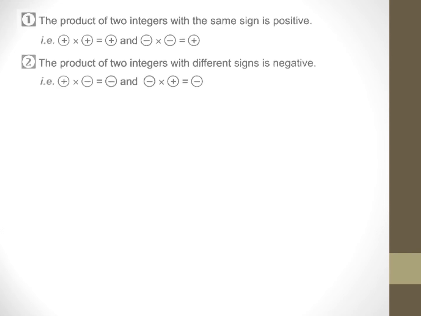Next, we have two remarks. The product of two integers. The product is the multiplication operation. If we multiply two integers with the same sign, then the result will be positive. Positive times positive equals positive. Negative times negative equals positive. But if we multiply two integers with different signs, the result will be negative. Positive times negative is negative, and negative times positive is also negative.